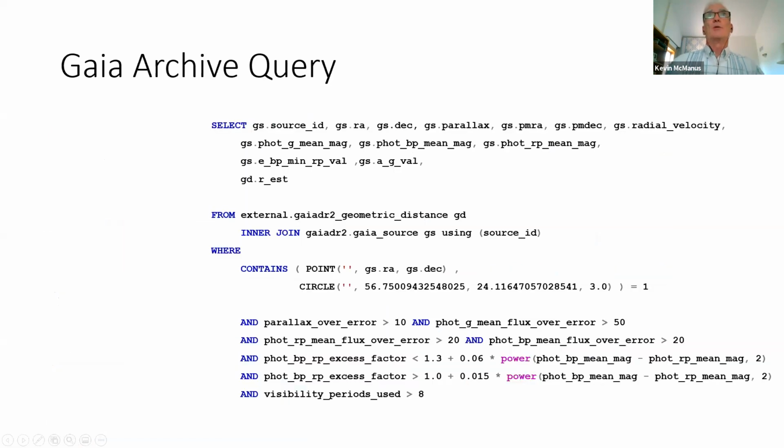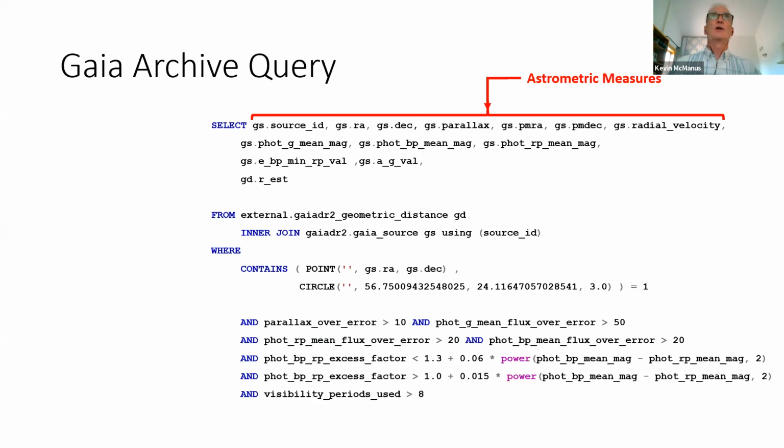What we're going to do now is construct a query that looks towards the Pleiades cluster center and gives us the stars that are within the field of view. The first part of this query, the select part of the query, is the information that's going to come back. So these are the columns. If you think of the database as just a big rectangular table, it's got rows and columns. Each row corresponds to a star. Each column corresponds to a different property of the star.